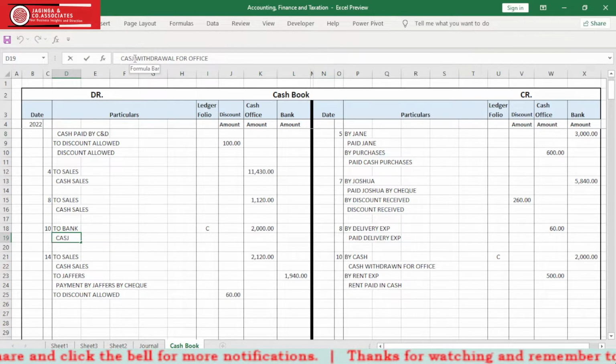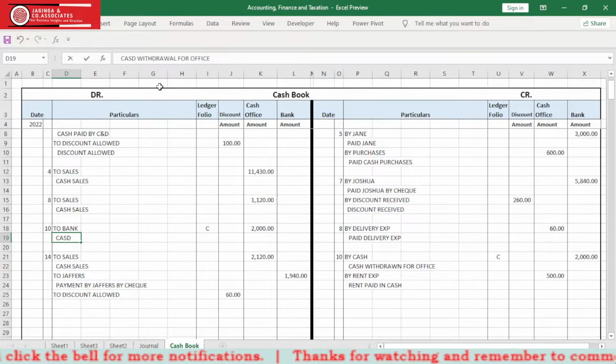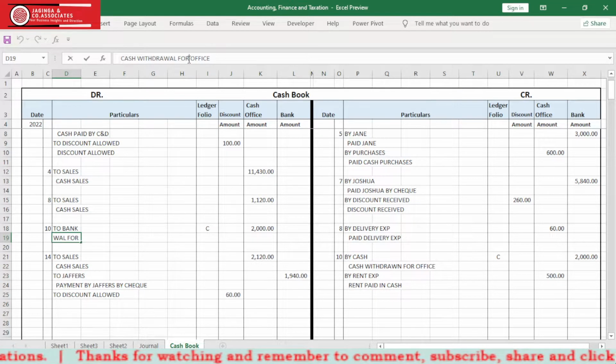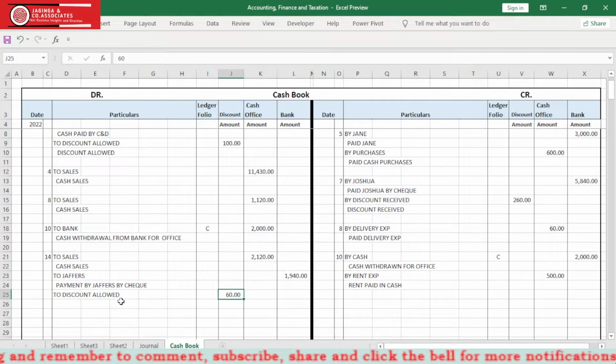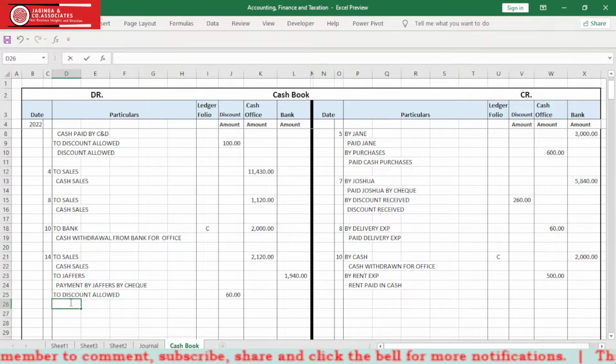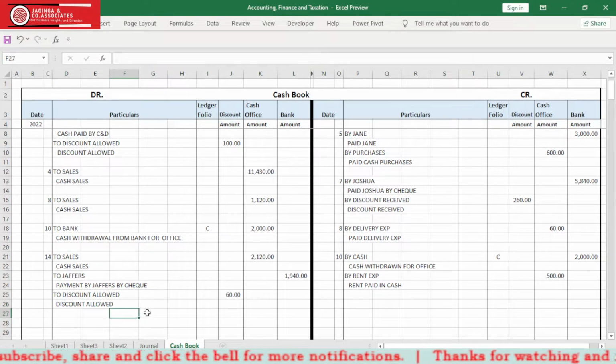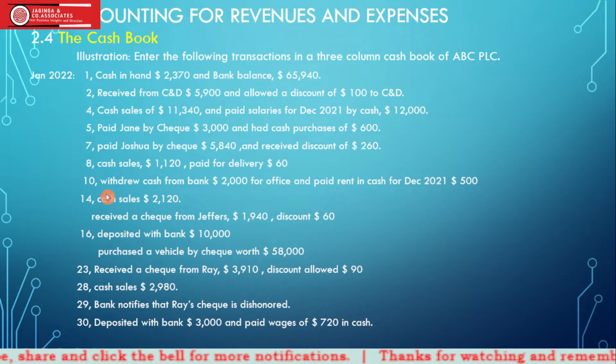So this is cash withdrawn. Cash withdrawn, not office. Cash bought from bank. Let's write from bank, and then for office. So discount allowed was 60, then narration here should be allowed. Then that was on 14th.